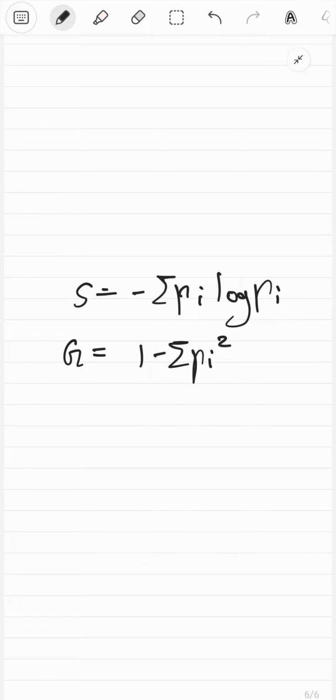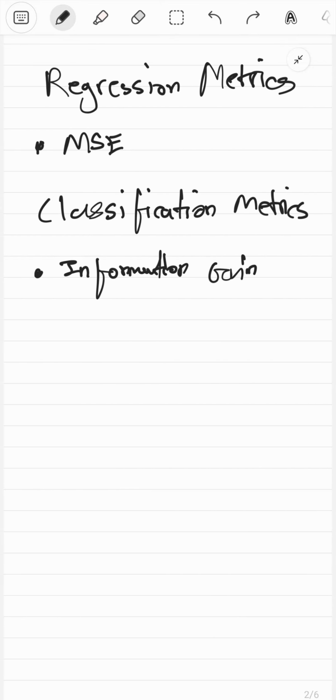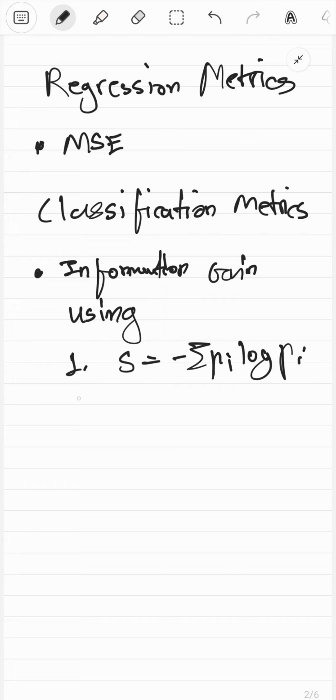So you use these two to calculate the gain in information, and that's the thing you use to figure out how well our classifier did. So for information gain, one, you use the entropy, which is negative summation of pi log of pi. And second is the Gini index, which I'm just going to call G, which is 1 minus summation of pi squared.